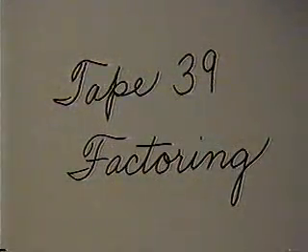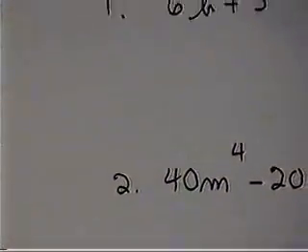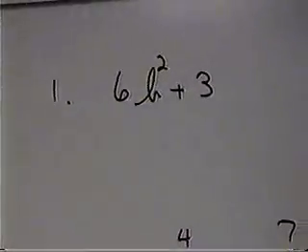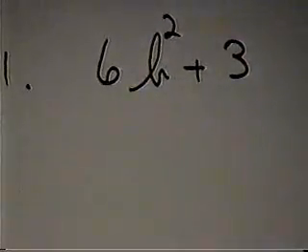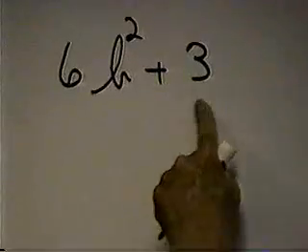So let's start with some examples. First thing to always do on all problems is to look for a common factor. Now what I mean by common factor is what can be divided into this part and this part.